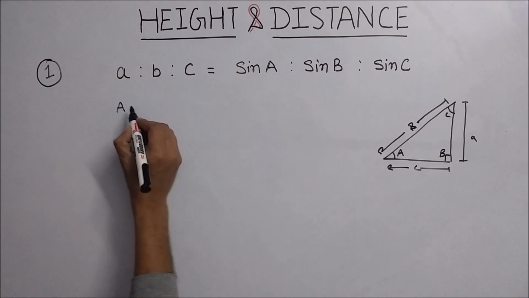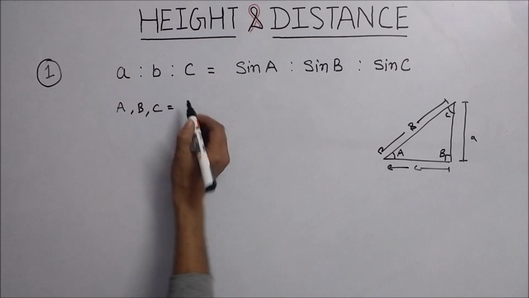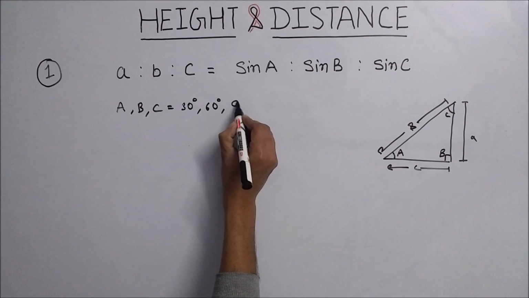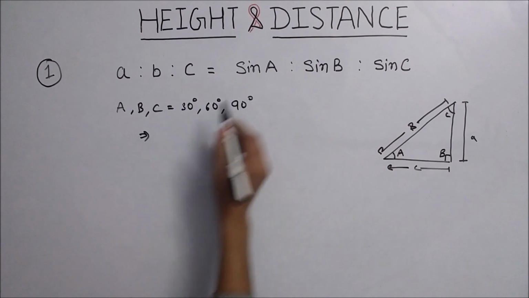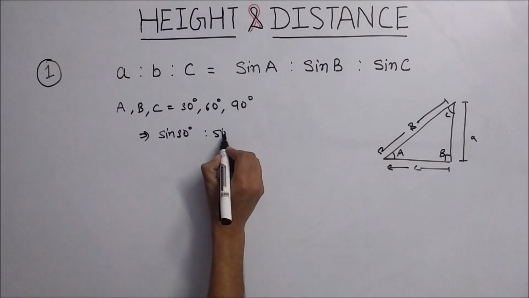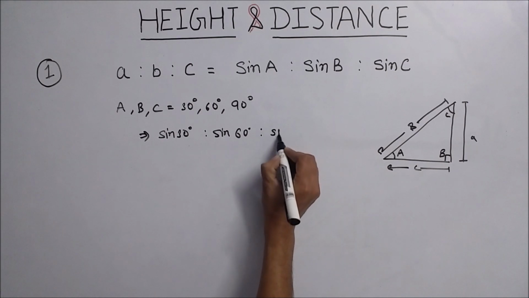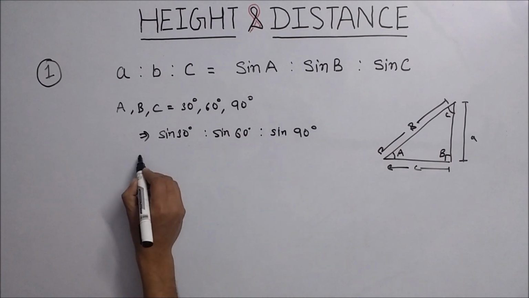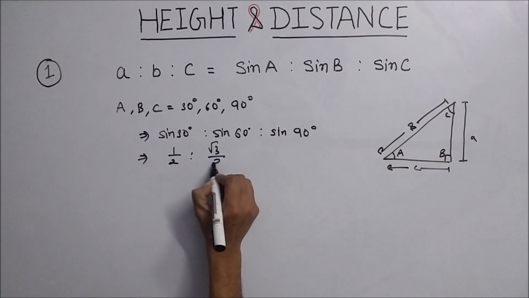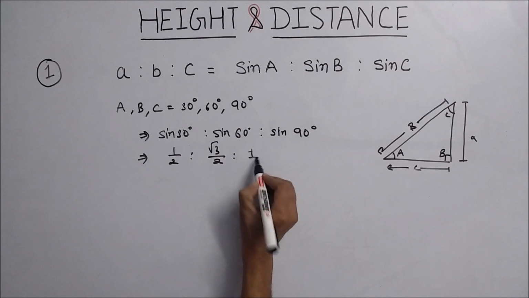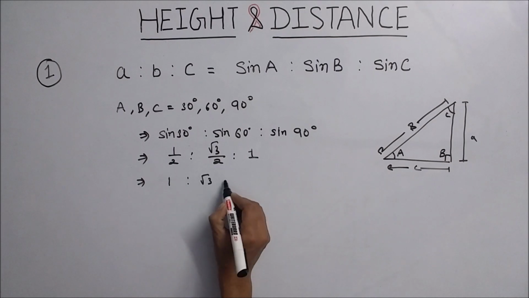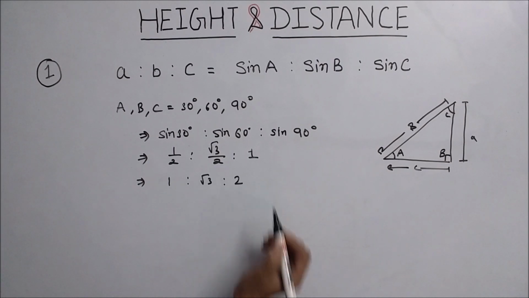Now put the values of A, B, C. A is 30, B is 60 and C is 90. When you put the values here, what will you get? Sine 30 ratio sine 60 ratio sine 90. Put the value of sine 30, that is 1 by 2, sine 60, that is root 3 by 2, sine 90, that is 1. If you take the LCM, what will you get? 1, root 3 and 2.